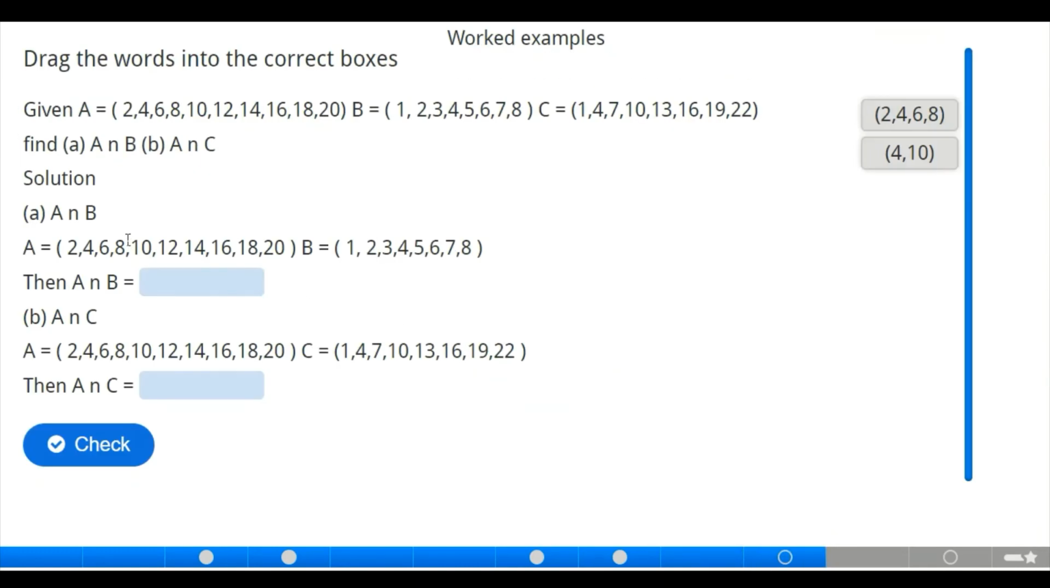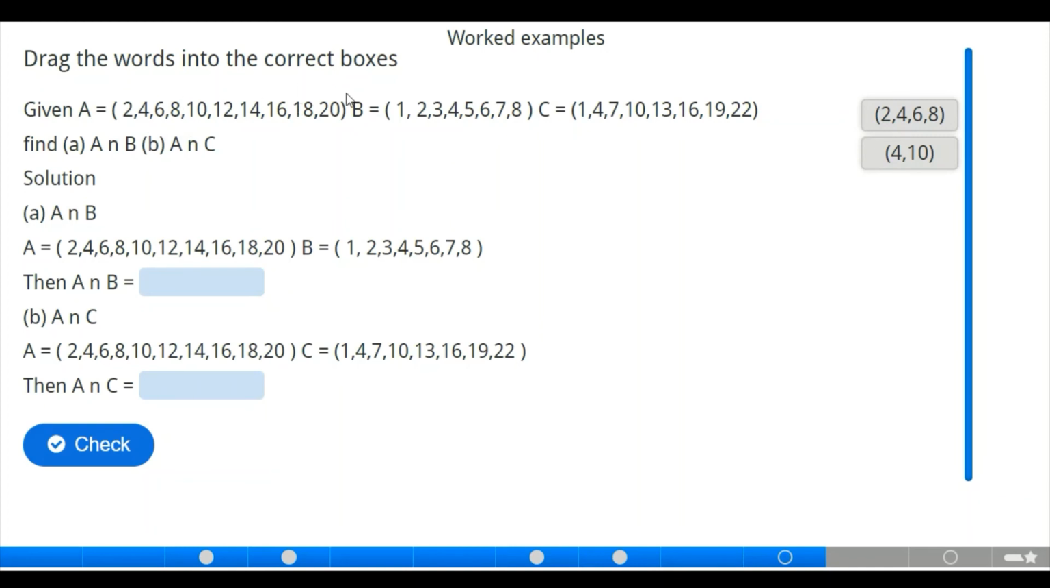We have a given set A. This is made up of even numbers, with additions of 2 to each of these giving us set A. Set B is the natural numbers from 1 to 8, and set C is an addition of 3. 1 plus 3 gives us 4, 4 plus 3 gives us 7, 7 plus 3 gives us 10, and that's how we run set C. So under this first one, we are finding A intersection B.